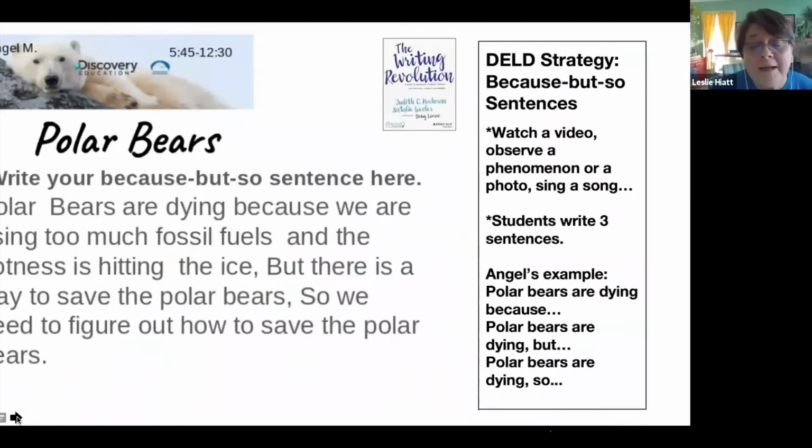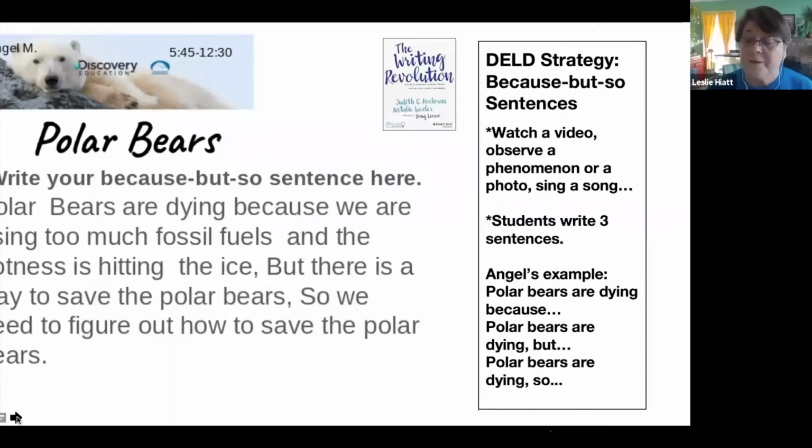So I just want to share one of these really strong ELD strategies that we use. It's called Because But So Sentences. It comes from a book called The Writing Revolution by Judith Hochman and Natalie Wexler. And this is just such a powerful, powerful strategy.